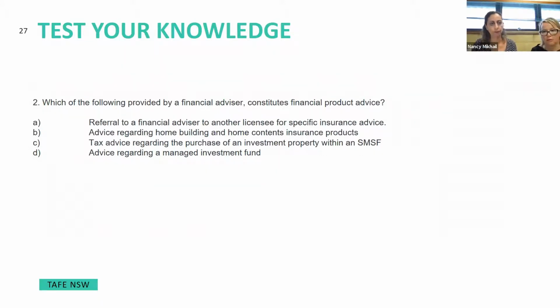Question 2. Okay, which of the following provided by a financial advisor constitutes financial product advice? And this is just one of the examples that FASEA specifically acknowledged was a bit of a weakness. A, referral by a financial advisor to another licensee for specific insurance advice. B, advice regarding a home building, home contents insurance product. C, tax advice regarding the purchase of an investment property within an SMSF. And the last one, D, advice regarding a managed investment fund.